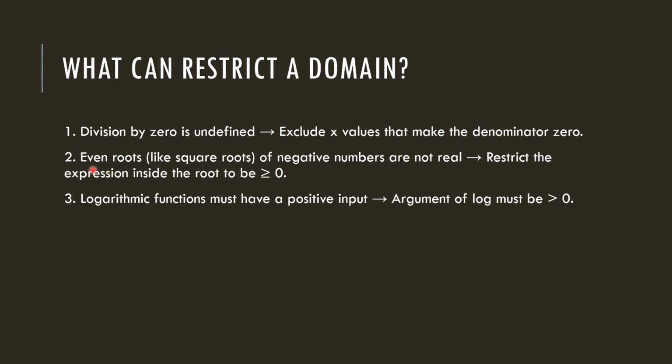The second restriction can be on even roots, like square roots of negative numbers. The square root of a negative number is not real, it is complex. So it restricts the expression inside the root to be greater than or equal to 0. Then we can also talk about logarithmic functions, whose input must be positive.